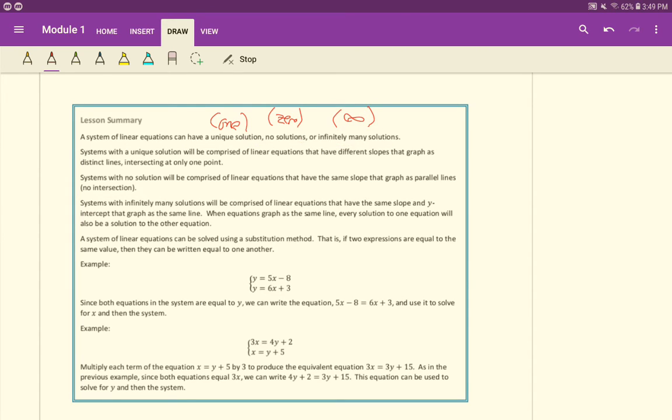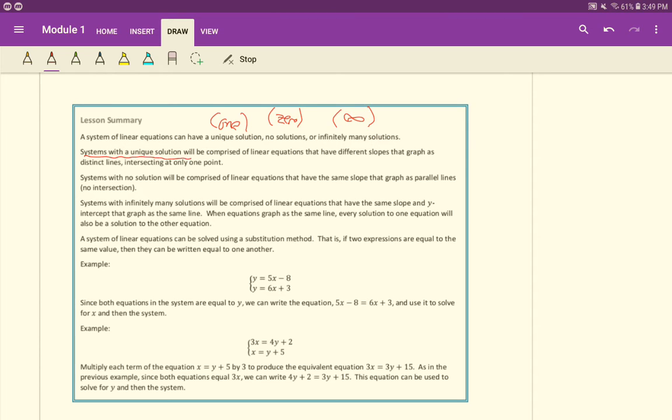In the previous lessons, we saw the unique solution situation where the linear equations intersected in a single point. But no solutions would indicate that we don't always have to intersect, right? They might not intersect at all. Or infinitely many would be the situation where the two lines are the exact same.